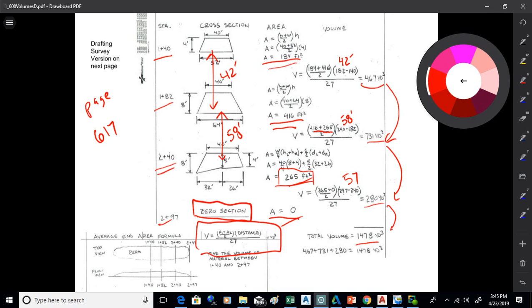Yeah, question? So, practically speaking, if you're building a berm, how do you determine what it is at the top?